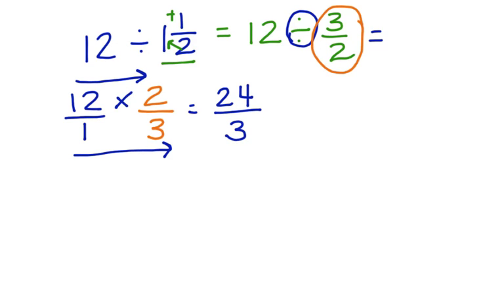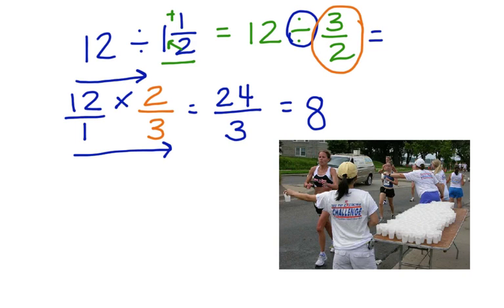Now, we divide 3 into 24, and we get 8 as an answer. If they put water stations every 1.5 miles, then 8 water stations will be needed for the 12-mile road race.